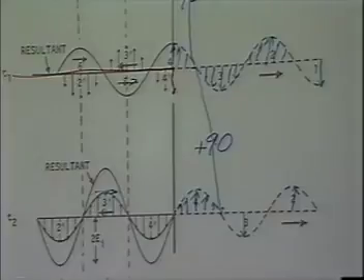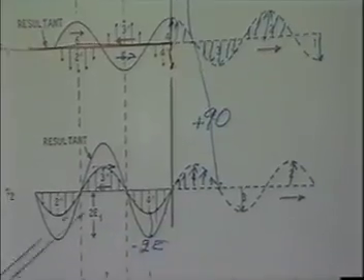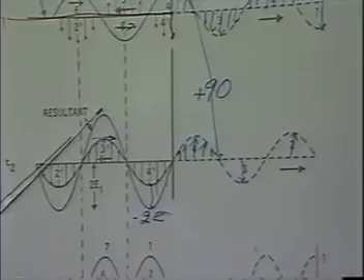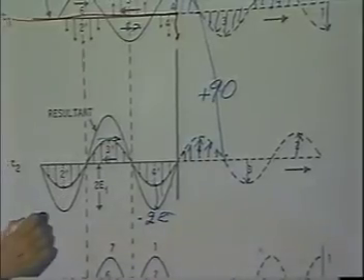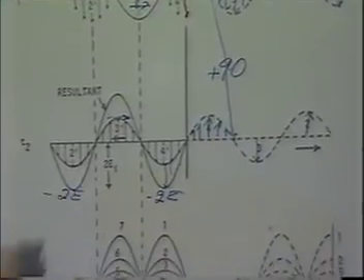Now at this instant in time, if you add all this up, this adds to this adds to this adds to 2e, minus 2e, this is plus 2e, and again, minus 2e down here.